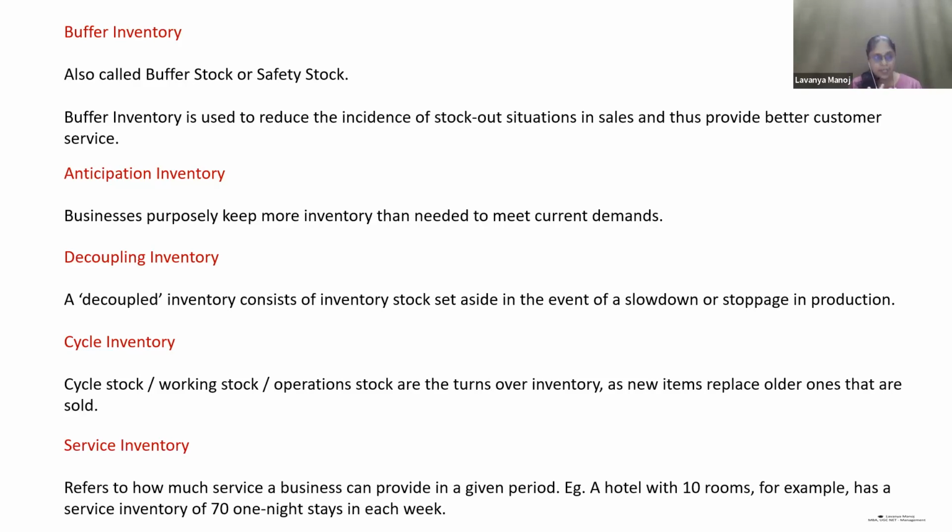Take any type of service sector, whether it's a hospital, a hotel, or an educational institution. For example, if a hotel with 10 rooms has a service inventory, they can provide 70 night stays each week. That is the service inventory they are providing with the existing resources they have. What is the existing resource? 10 rooms. So for one week, they can provide 70 single night stays.